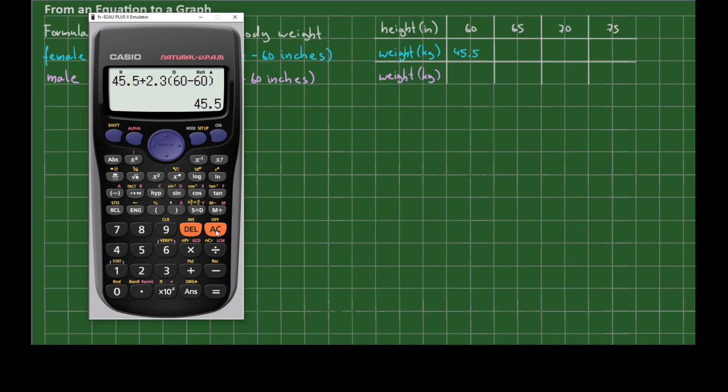I can repeat the same calculation for an adult female who is 65 inches tall. Now I would have 45.5 plus 2.3 multiplied by the person's height, 65 inches, minus 60 inches. I'm following the formula. And that would give me 57 kilos. So for each given height, I'm calculating the estimated ideal body weight based on the formulas given. Let me quickly complete this table.